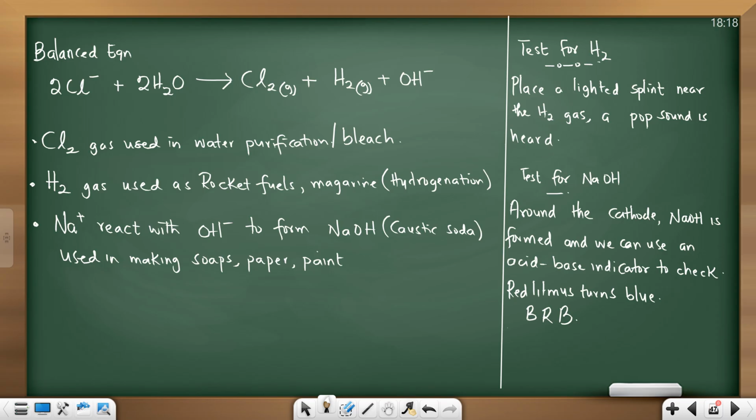back. A base will turn a red litmus paper into blue. A base will turn a red litmus paper blue. So a lot of people do acid and base, but they don't know.